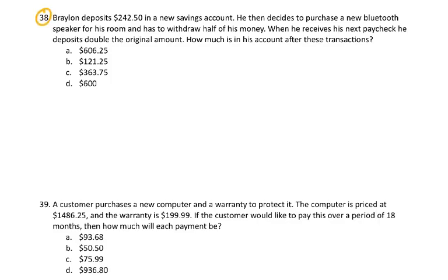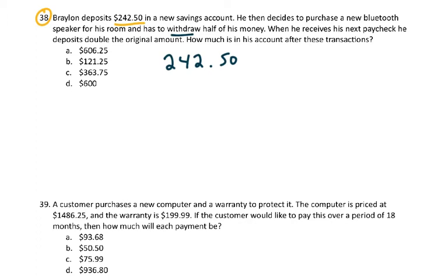For 38, it's kind of a long problem, so we'll take it apart piece by piece. He starts with 242.5. He deposits that into his account. That means he put it in there, and then he purchases a Bluetooth speaker and has to withdraw half of his money. Withdraw means take out. So he's going to take out half of this. So let's find half of 242.5.